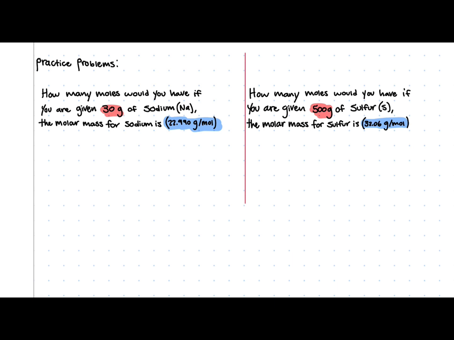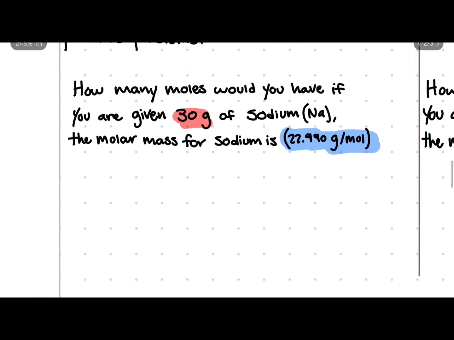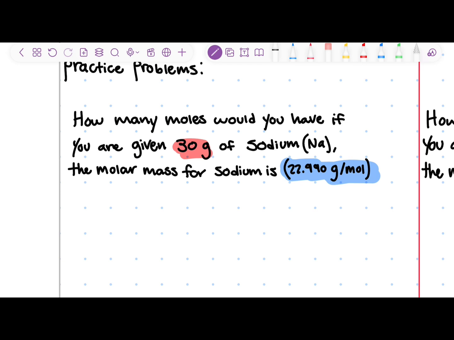Alright, moving on now. Here are the practice problems. You'll have a very similar question like this. It'll give you your molar mass if your professor's feeling nice. If not, you know how to solve that: just find your periodic table and locate the element. Assuming you're already given your molar mass, how many moles would you have if you were given 30 grams of sodium, which is Na, and the molar mass of sodium is 22.990 grams per mole? That's how molar mass is displayed.